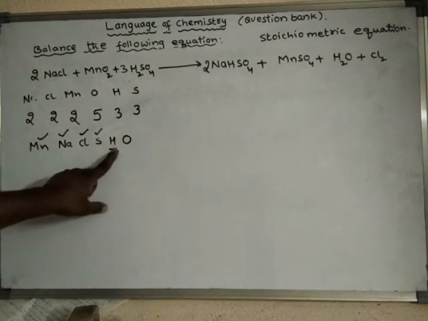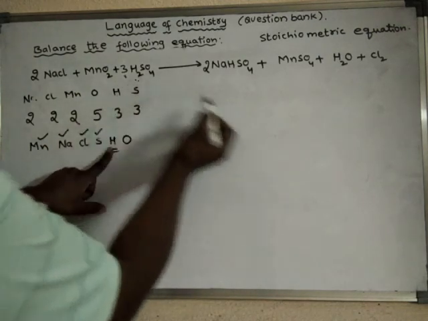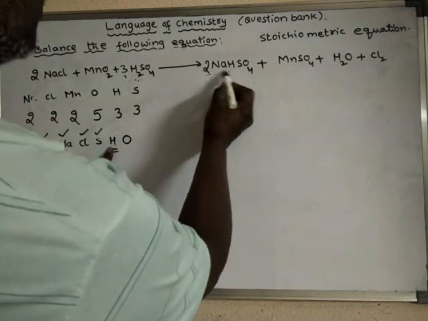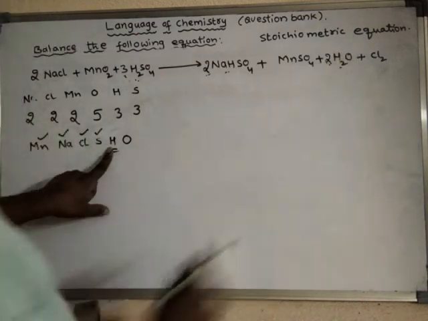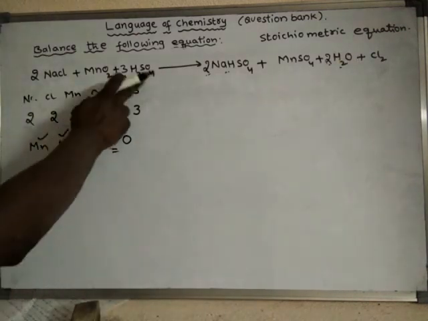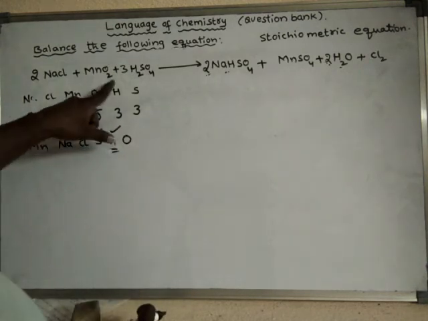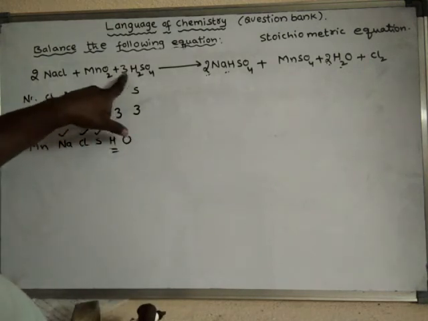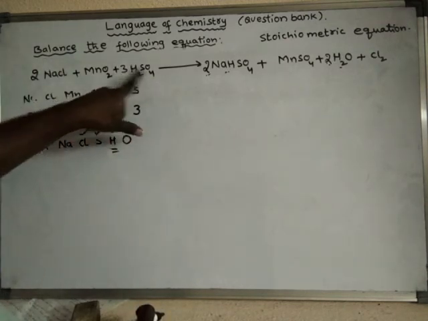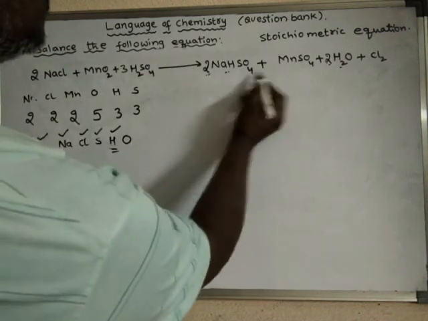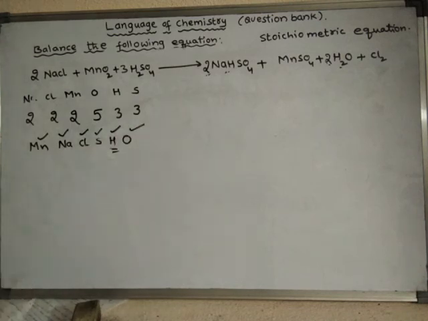Okay, now I have to check for hydrogens. So how many hydrogens are there? 6 hydrogens. So here 2, and if I keep 2 here, then it will become 6 hydrogens. So now hydrogens are also balanced. Now check for oxygens. So how many oxygens are there? 2 plus 12, 14 oxygens. Here 2 plus 12, 14. Now here 8 for 12, 12 plus 2, 14. So now this is also balanced.